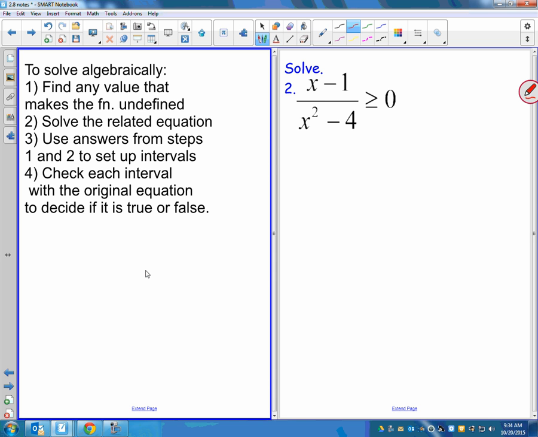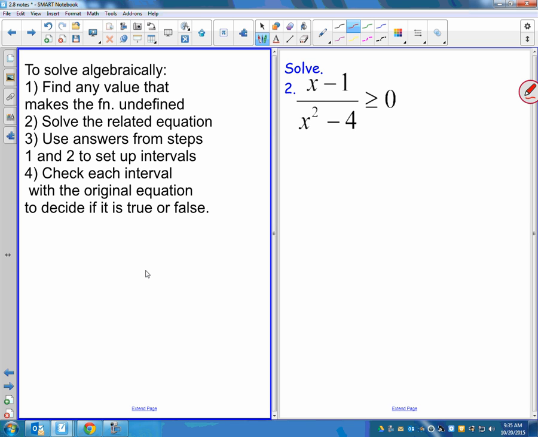Okay, so here's the extra step. When you solve a rational equation, you have to consider where it's undefined. Where are the asymptotes? That's my step 1. So step 1 for me, so I don't forget, is I say, what can't x be? Because if it can't be that number, I'm going to have to skip over it when I write my interval, just like we had to skip over 3.